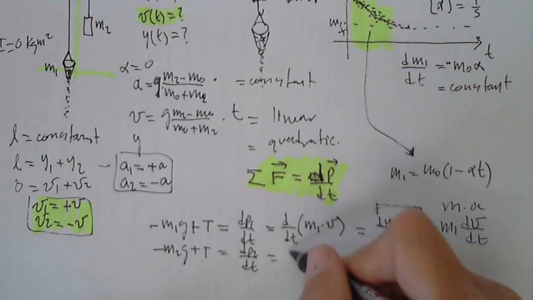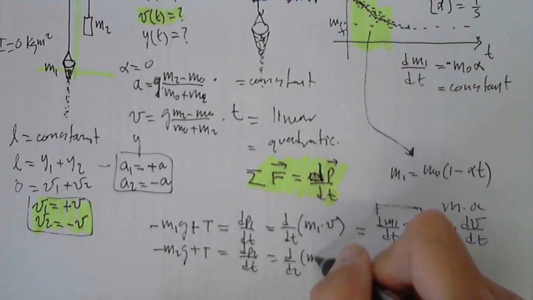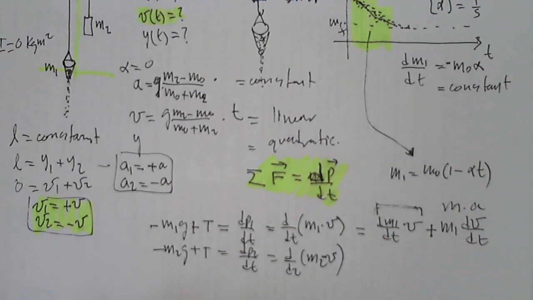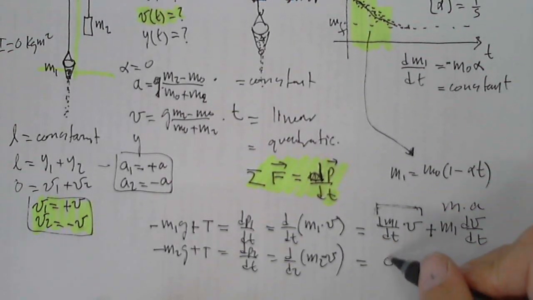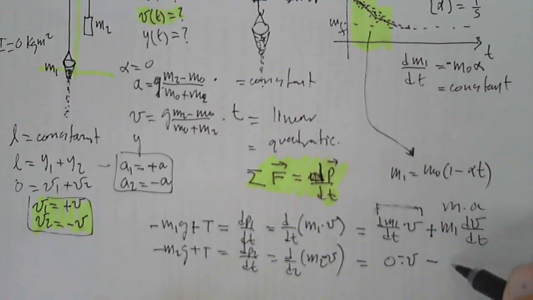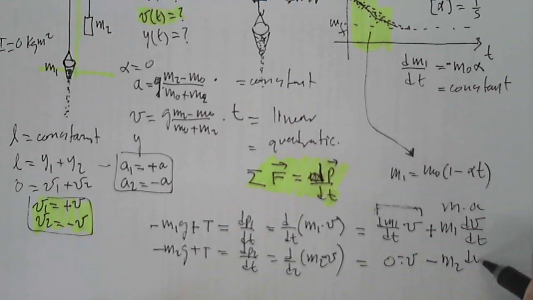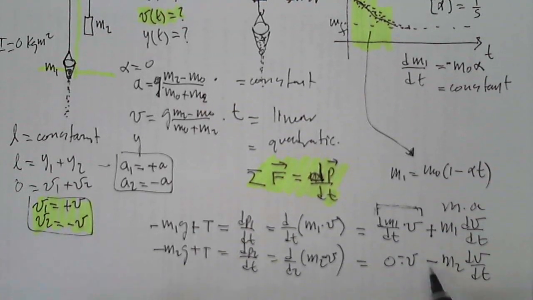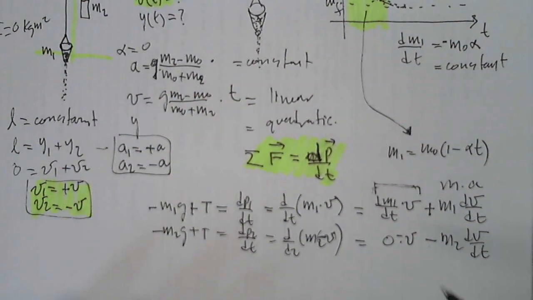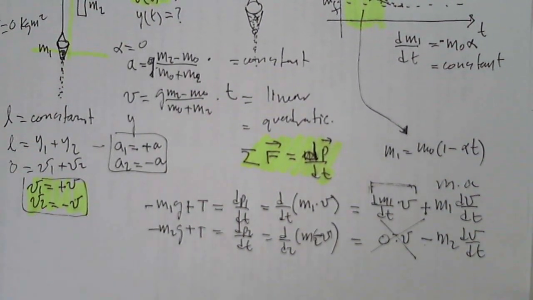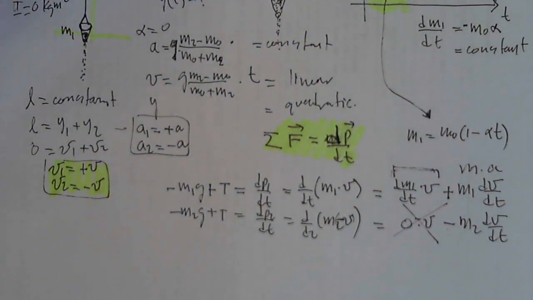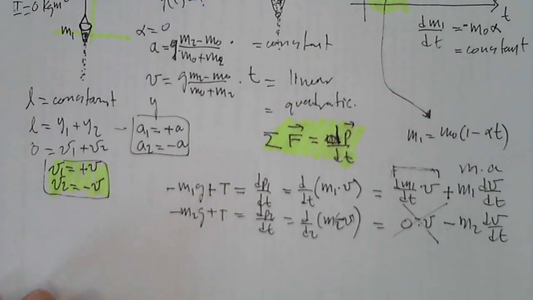Now for the other object, m2 is not changing. It's a negative over here, so you got 0 times negative v, minus m2 dv/dt. The negative is because the velocity is in the opposite direction. This is the term that is 0 in that case. So the equation simplifies to this.